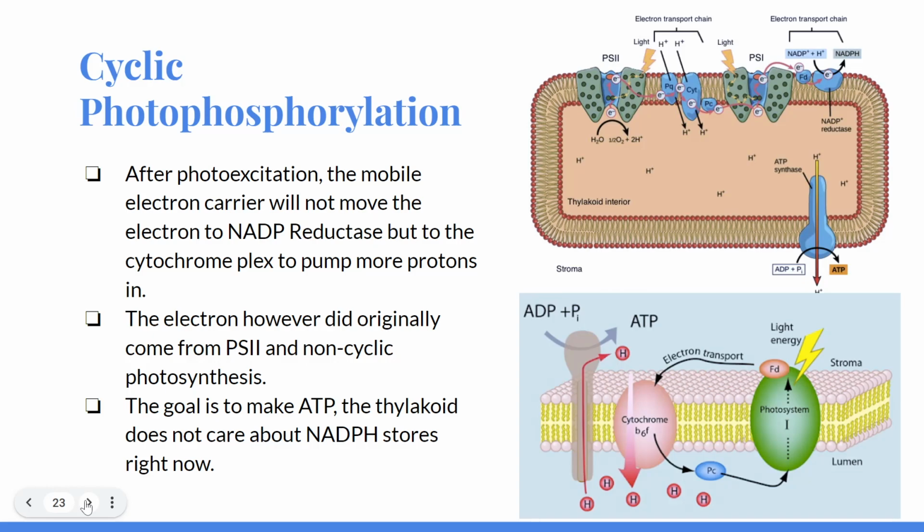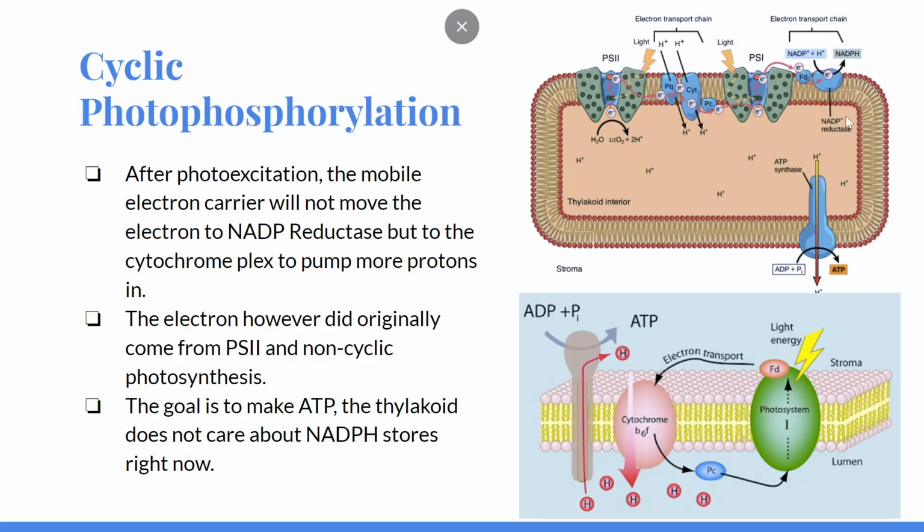After photoexcitation, you have a mobile electron carrier that will not move the electron to any NADP reductase, but you'll have it move it to the cytochrome complex to pump more protons in. You have cyclic photophosphorylation because the yields for NADPH and ATP are going to be different. This is because in non-cyclic photophosphorylation you make more NADPH than you make ATP. So at some point the plant has way more NADPH than it knows what to do with and less ATP than it really wants. So you're going to go through cyclic photophosphorylation.